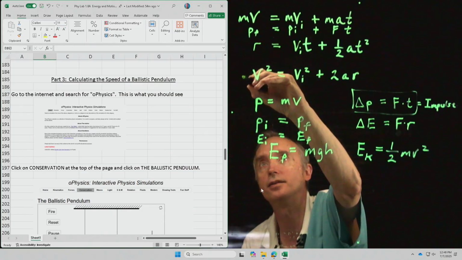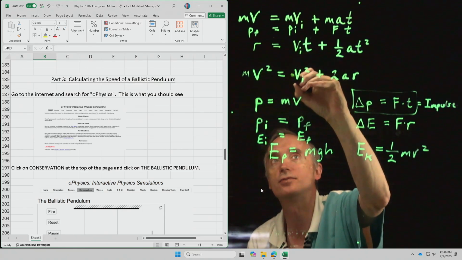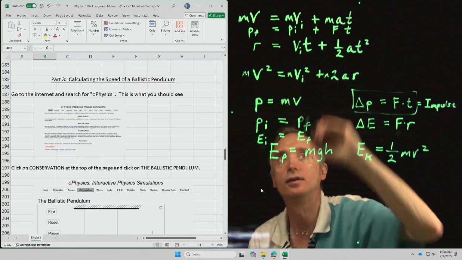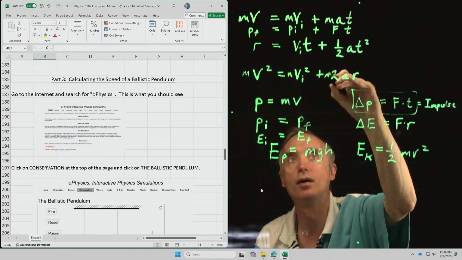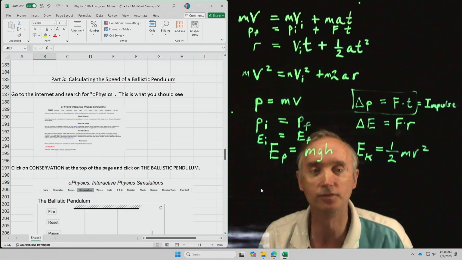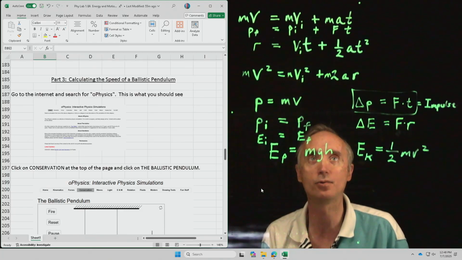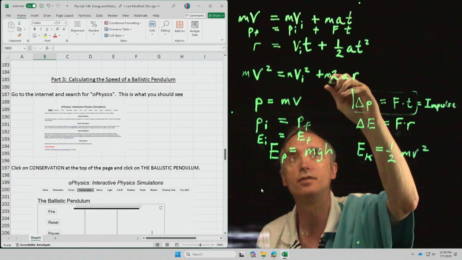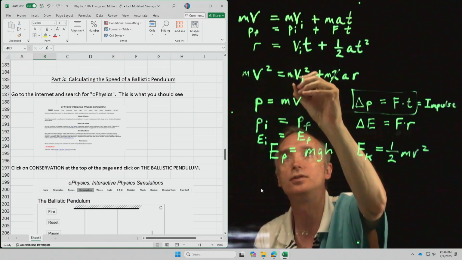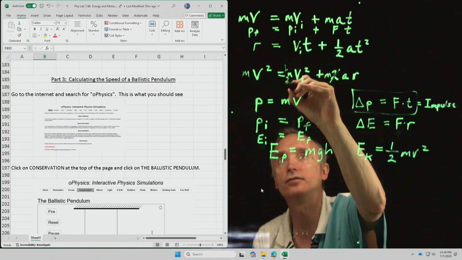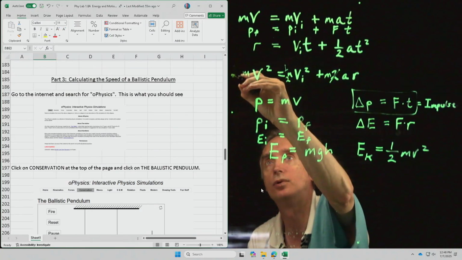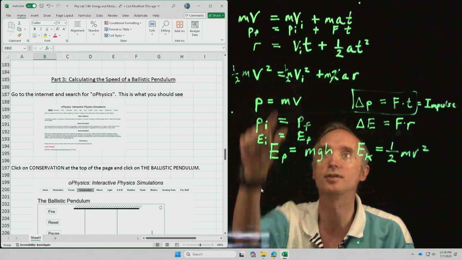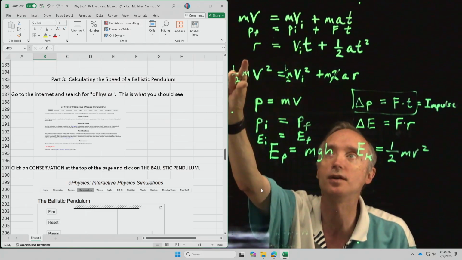What are we going to do? Let's multiply both sides of the equation by m. So we get an m for all of that. And then let's divide both sides of the equation by 2. That would get rid of this one, and then you'd have a 1/2 right there, and a 1/2 right there. And so let's take this over to the other side.